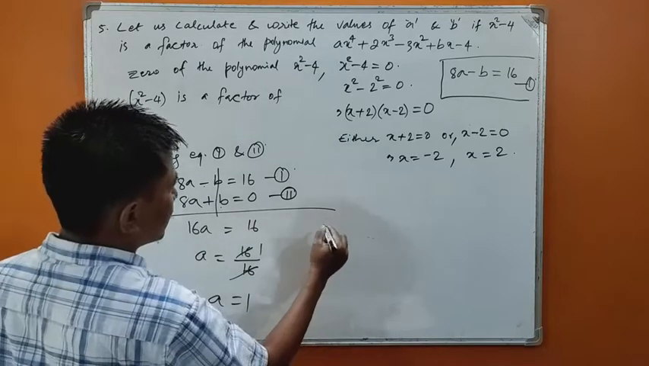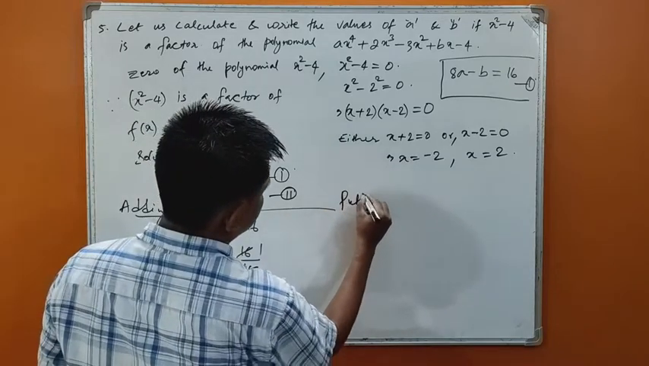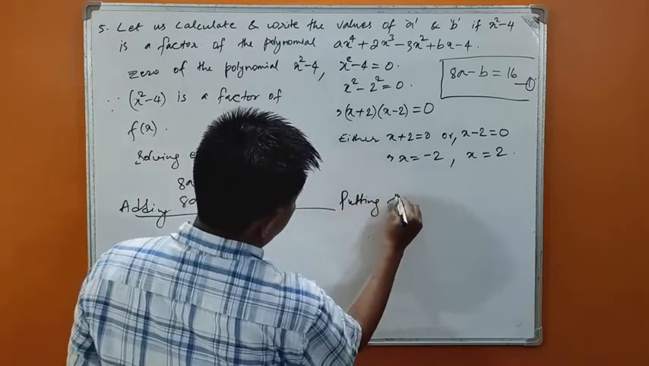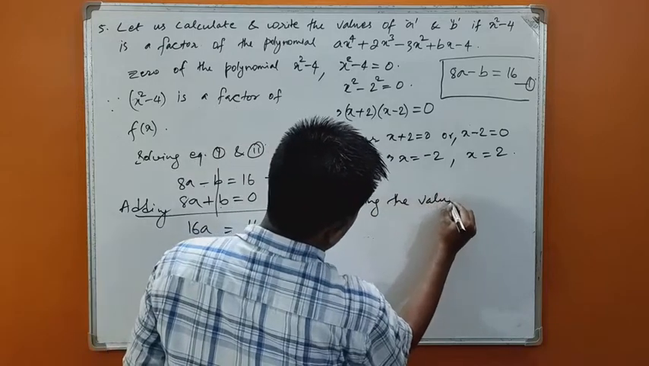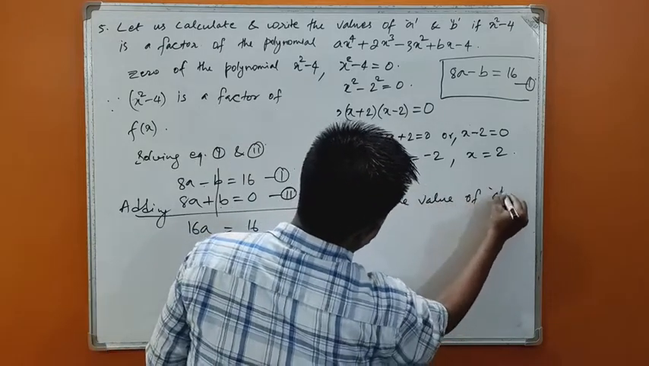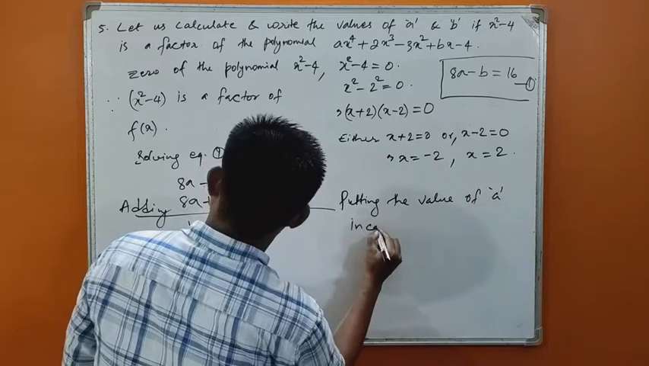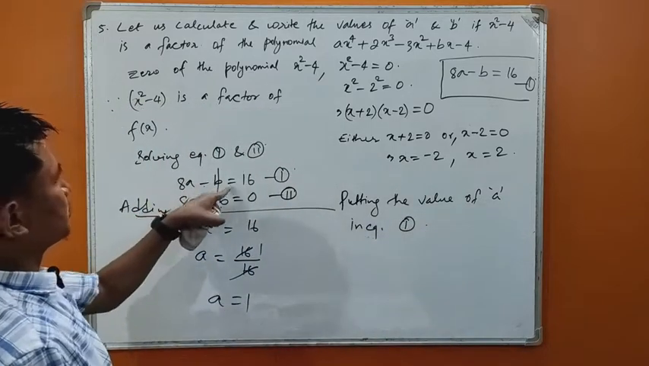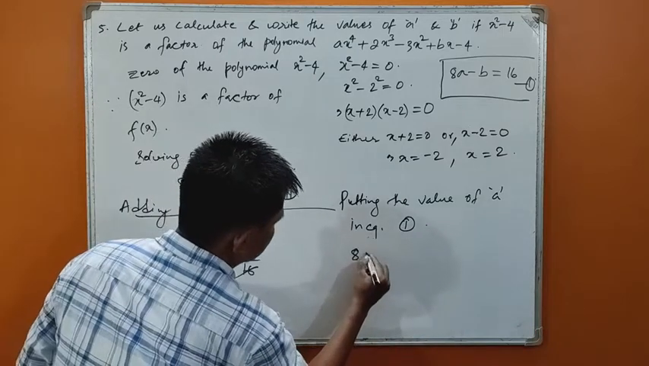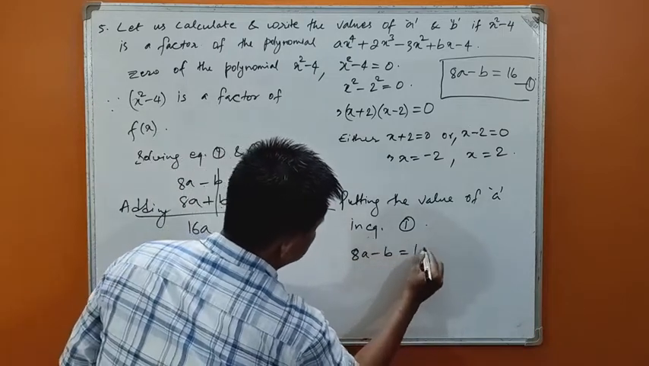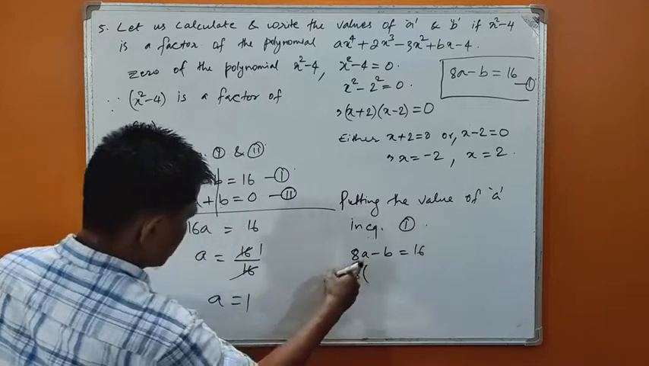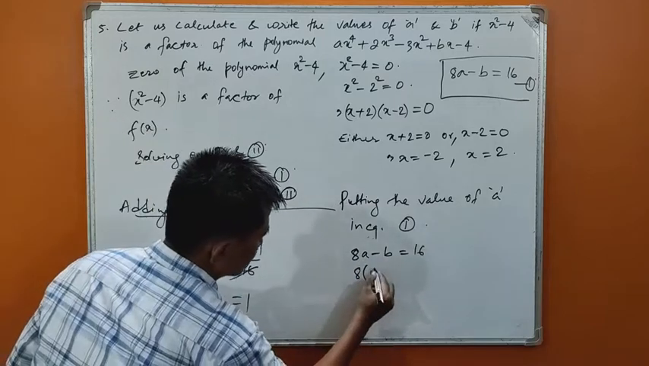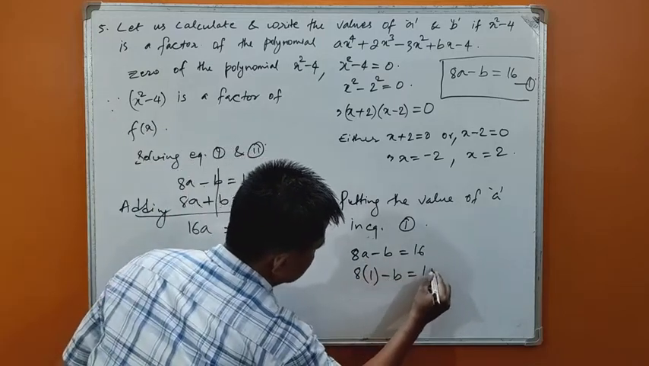Putting the value of a in equation 1. Okay, equation 1: 8a minus b is 16, isn't it? 8a minus b equals 16. 8 into a, a means 1, so 8 times 1 minus b equals 16.